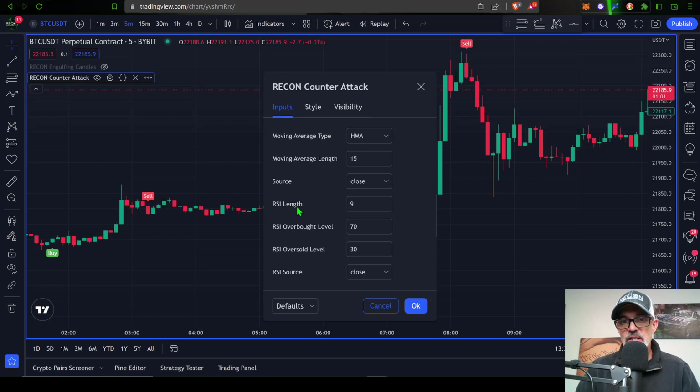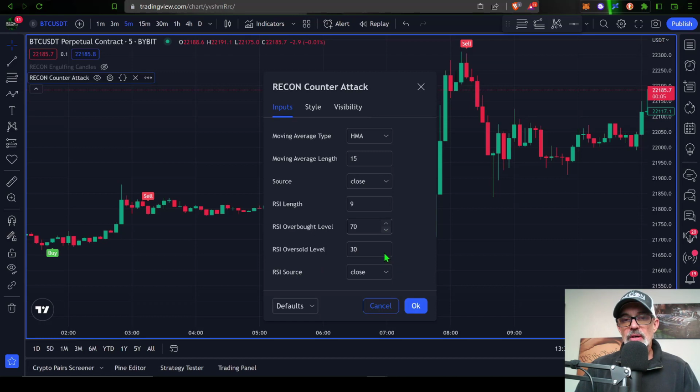Now, this strategy isn't a simple moving average strategy. It also incorporates RSI as a confirmation of momentum. And so in this case, we're looking for overbought or oversold levels to confirm the possibility of a counterattack. And right now the RSI length is set to 9. That's my default length. The industry default is 14. The RSI overbought level is 70, and the RSI oversold level is 30, with the source again being close.